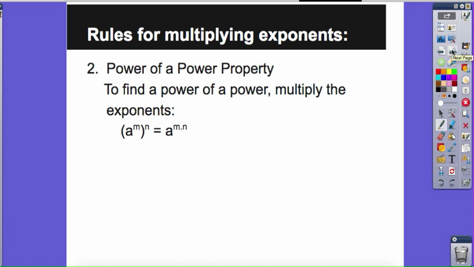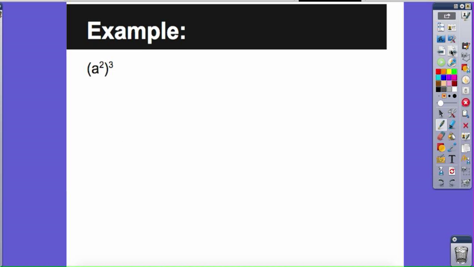So rules for multiplying exponents here, our second rule, power of a power property, says this. To find a power of a power, multiply the exponents. So this time we have a power, which is this a to the m. This whole thing, remember, is a power. And it has its own exponent outside to the n power. And so we're going to multiply a to the m times n power, okay? So it would look something like this.